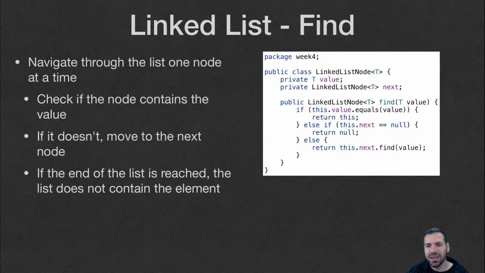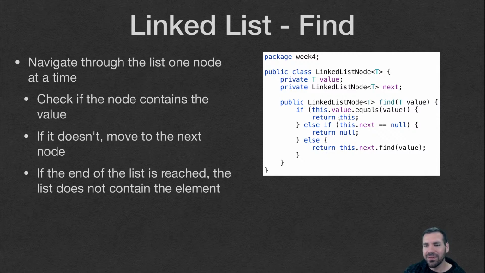So we're going to check this dot value, and I purposely reuse the value here just to make sure we're keeping our variable straight. But this dot value equals value. Does this node's value equal the value that I'm looking for? If it does, we're going to return this node, a reference to this node that contains the value, and return that up the recursion. Else if this .next is null, we've reached the end of the list, and we're going to return null just to indicate that, hey, we didn't find the value, it's not in this list.